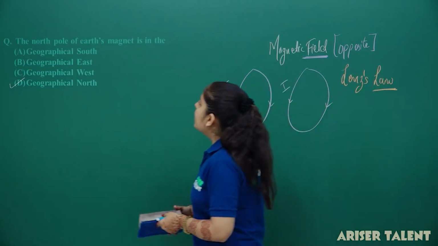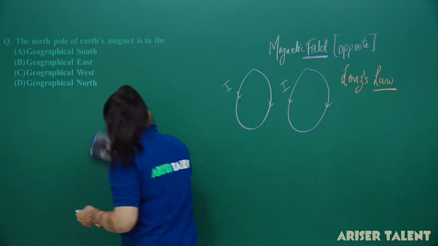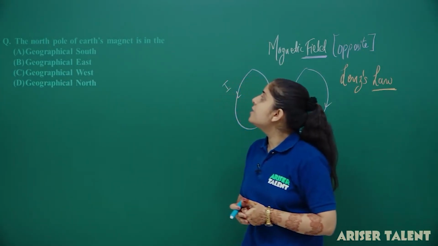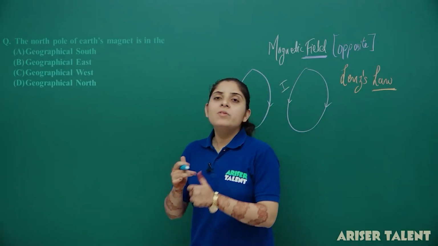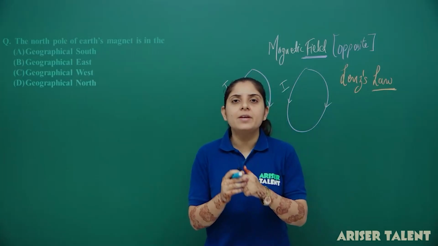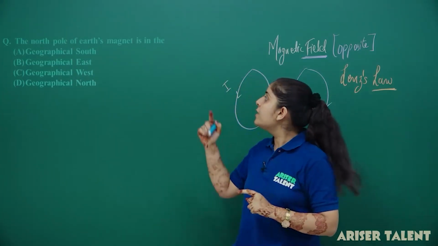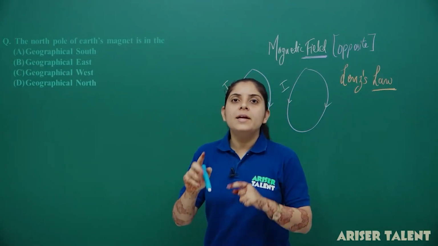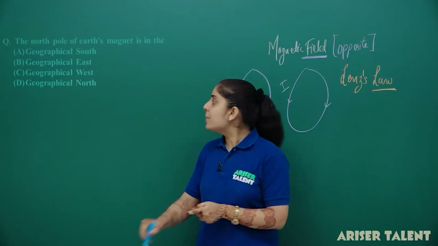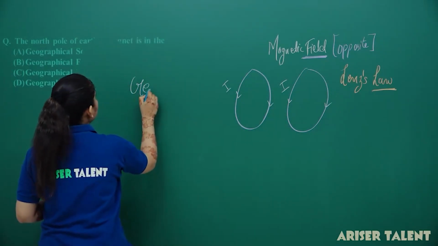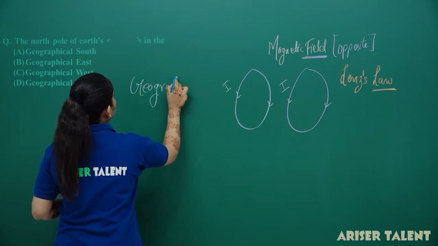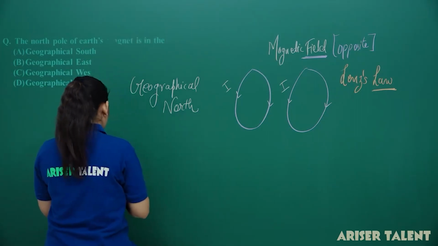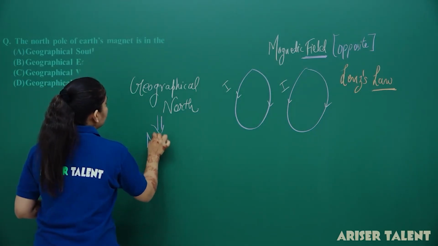The second question is: the north pole of the earth's magnet is in... We have had a discussion about the earth's magnetic field and we have seen that the geographical north is always the magnetic south, and the magnetic south will always be the geographical north. It means these are two just opposite cases. If I am considering geographical north, then this geographical north will be the magnetic south.